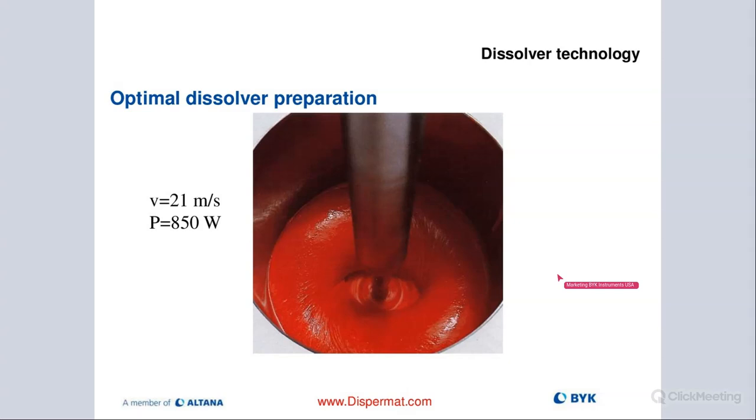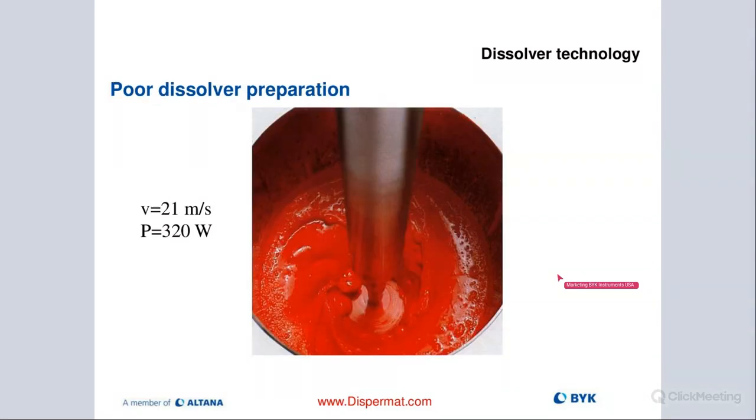Here again, you see a nice looking donut. We are putting in about 850 watts of energy, and our tip speed is 21 meters per second, which is optimum. Again, 18 to 25, that's the area we want to be in. And in this case, we're putting in 850 watts of energy. Everything looks really good, and we are properly pre-dispersing our material.